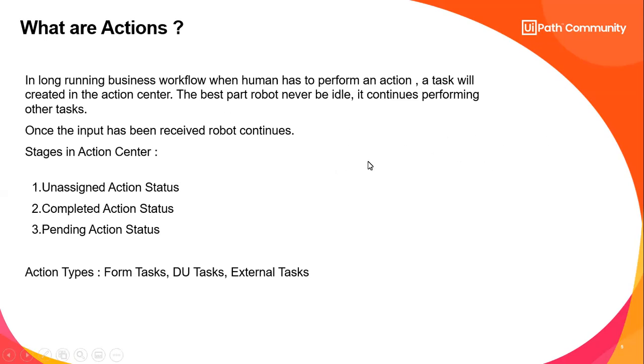And then once the required input has been provided and received by the robot, it will continue. So there are 3 stages in Action Center: unassigned, pending, and completed action status. We'll see them in practice in the demo session. Firstly, unassigned status. Once an action is generated for a human user, it will be displayed in the actions page as unassigned status.